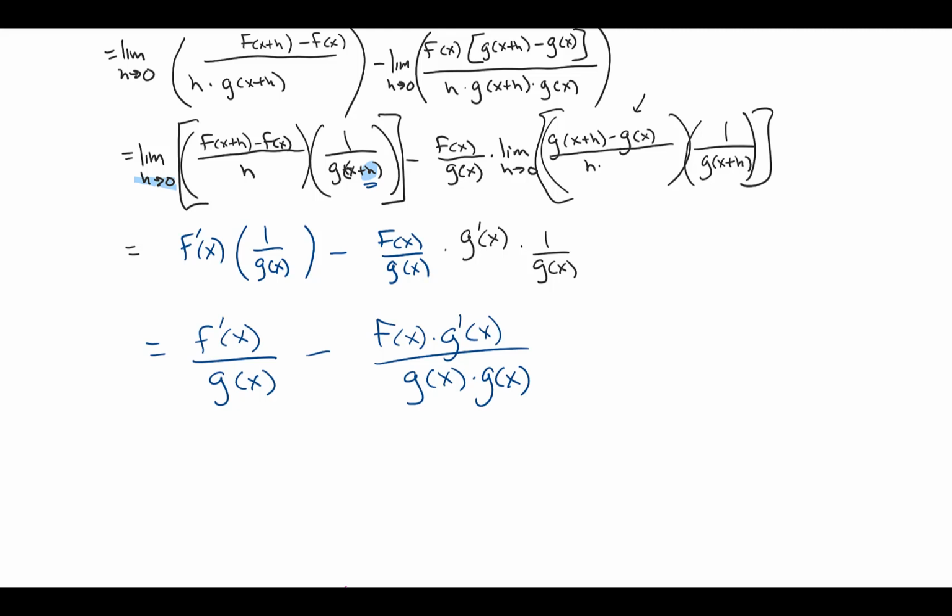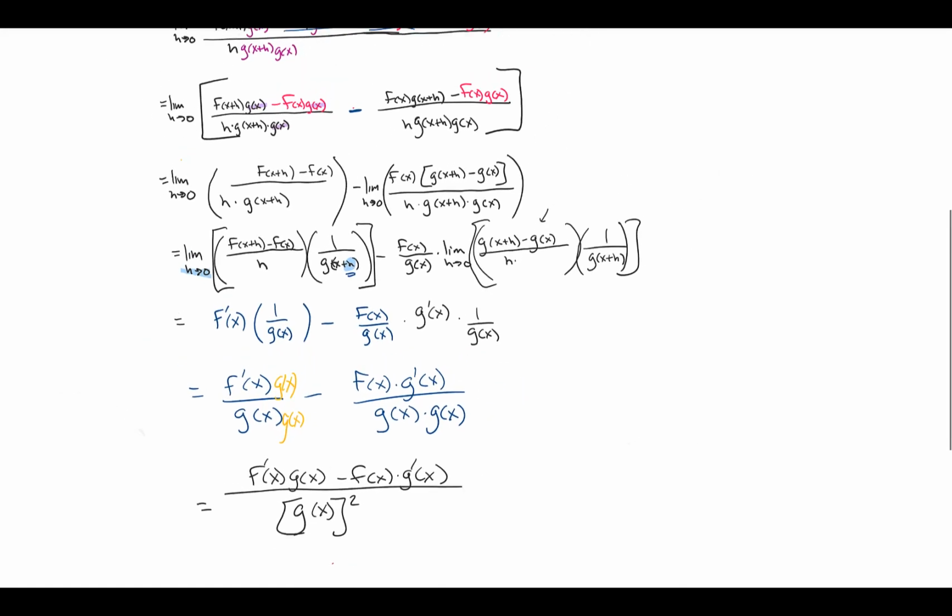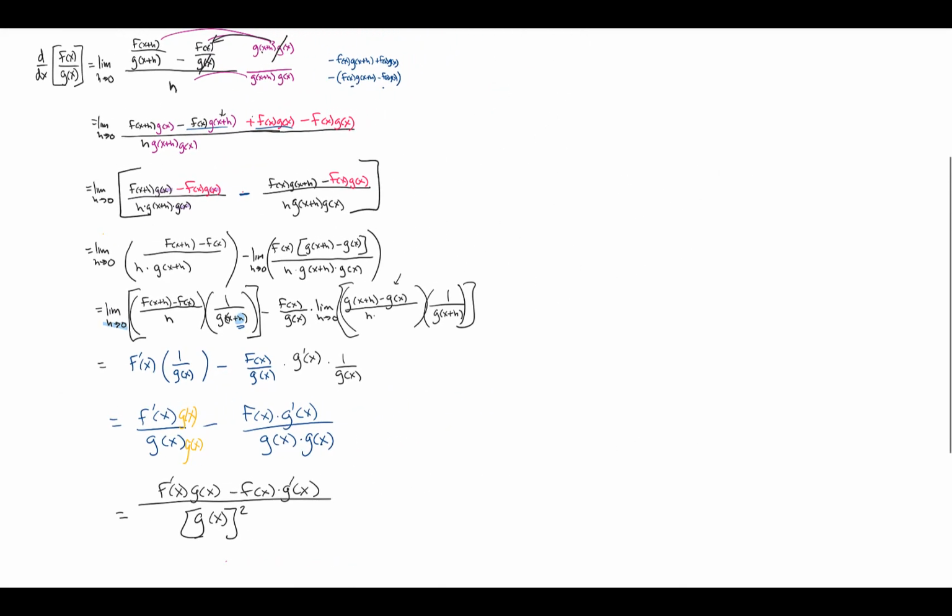Now let's create a common denominator. Let's give it a g of x and a g of x, and then I think we're there. So we're going to have g of x all squared down in the denominator, and up top we're going to have f prime of x times g of x minus f of x times g prime of x, and this, my friends, is the derivative of a function over a function.